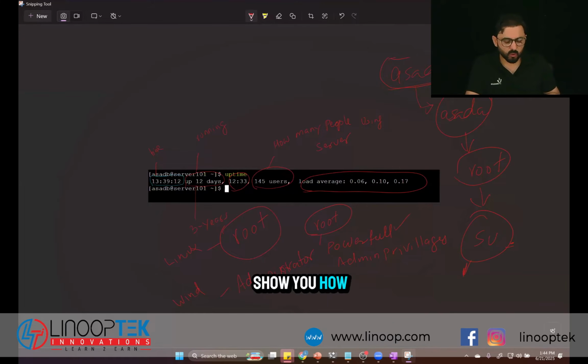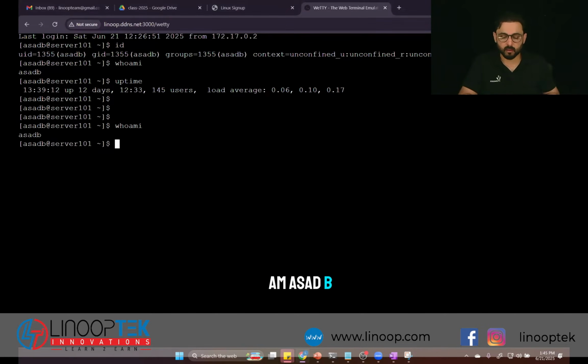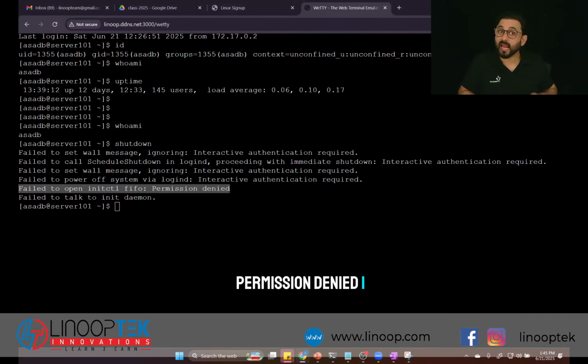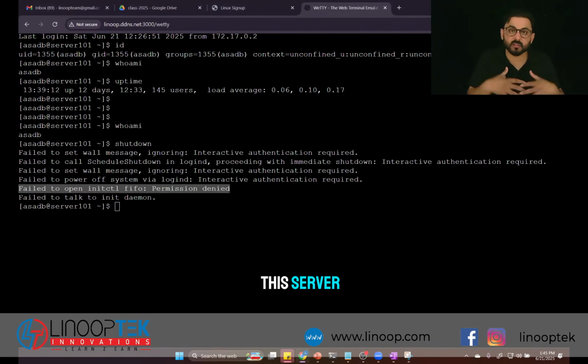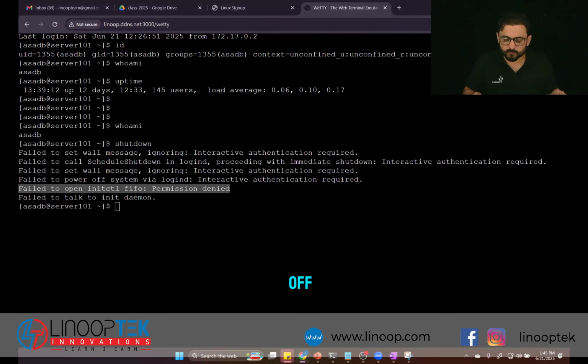And let me show you how I become super user. I am logged in as a regular user. Who am I? It will reveal I am Asad B. If I say right now, shut down, what does it say here? Failed. Pay attention over here. Permission denied. I cannot shut down the server. Shut down means stop everything and bring the server down completely, like power it off. I cannot do that because I don't have that privilege.